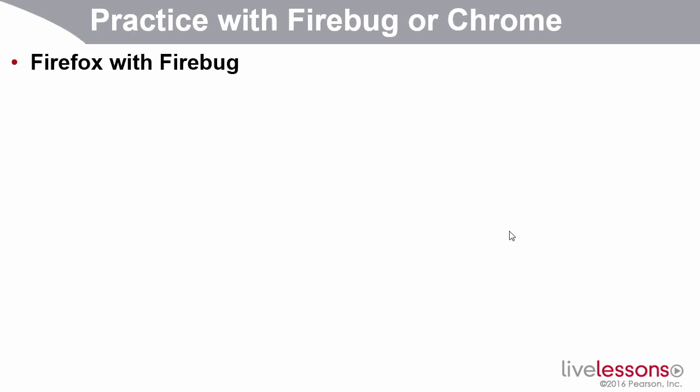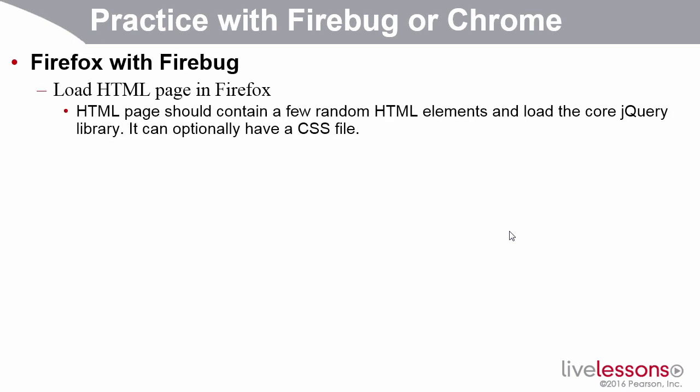So if you're using Firefox with Firebug, you first make an HTML page, just as we did before. But there are two differences now. One, that HTML page should have some things in it. Put in some headings, put in a div, put in some nested elements, put in some elements that have an ID maybe, or a CSS class name, and so forth. The second thing is that HTML page should load jQuery, just the core jQuery.js library.